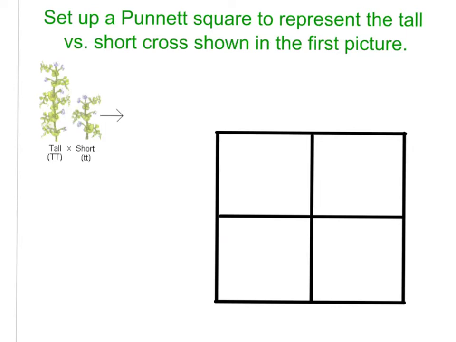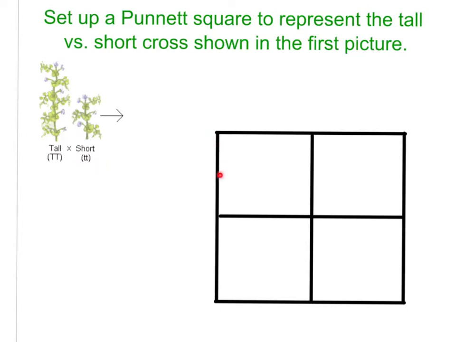So let's look at this example. I would like to take a look at the trait of stem height, tall versus short. And I'm going to take an organism that is tall and cross it with one that is short. And I know the genotypes there, homozygous dominant and homozygous recessive. What are my offspring going to look like, and how can I determine that?